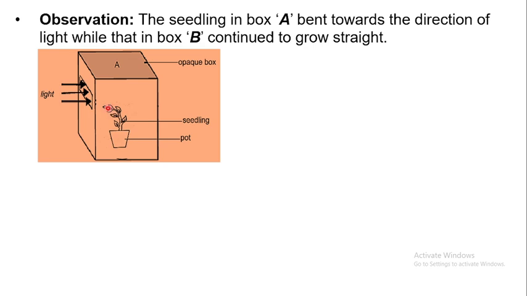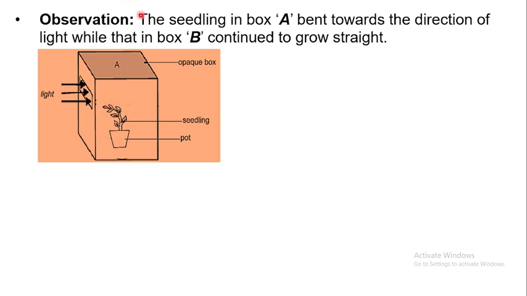this region will produce auxins which are going to migrate down to the side which is not receiving light. As a result, this part is going to grow faster than the side which is receiving light, thereby pushing this towards the direction of light. So the plant is going to bend towards the direction of light, which is phototropism.